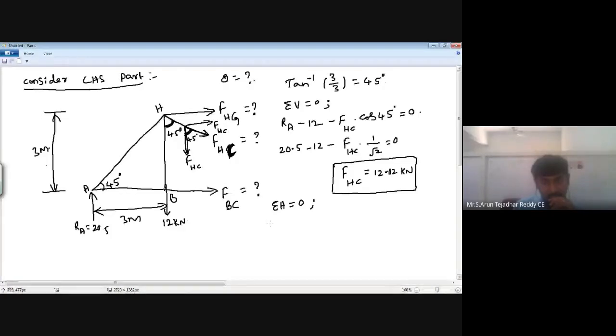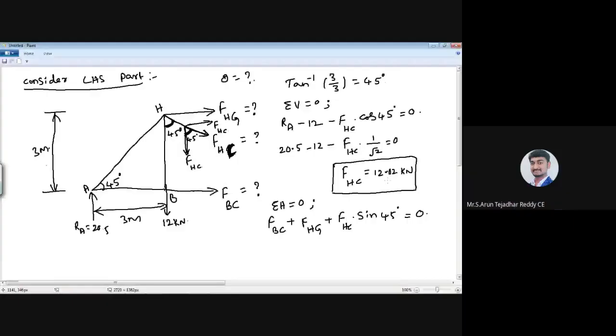FBC plus FHG plus FHC with angle. See here, in vertical we considered cos, here sin, is equal to 0. Already we know that FHC value. So FHC, substitute here.